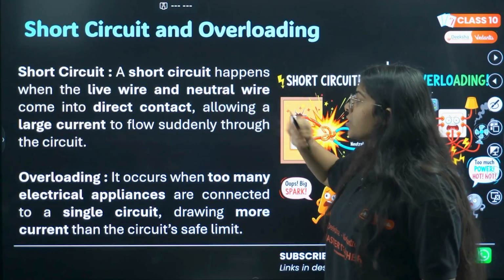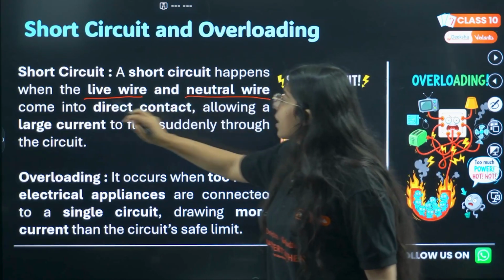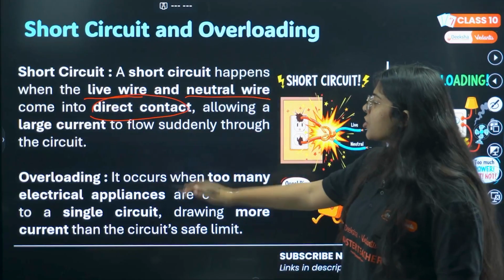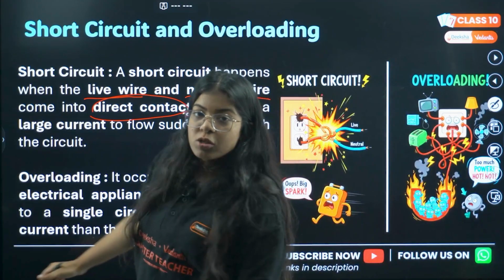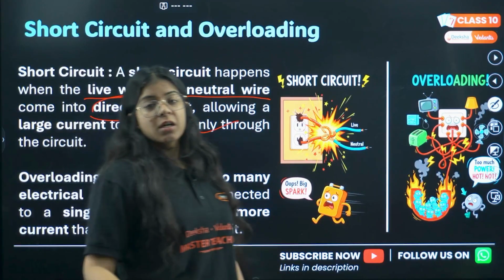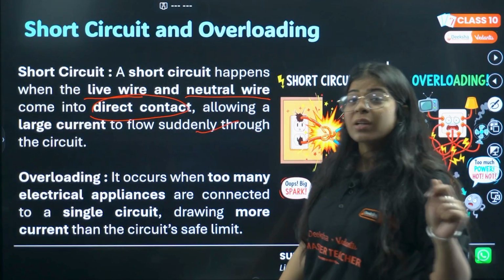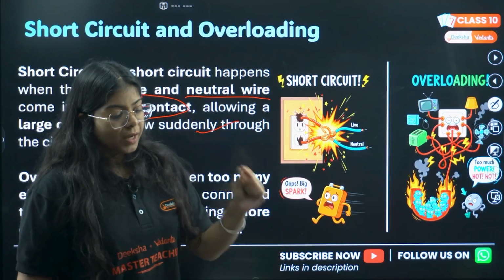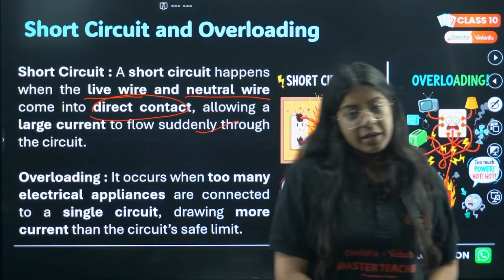So a short circuit happens when the live wire and the neutral wire come into direct contact, allowing a large current to flow suddenly through the circuit and hence causing heating, hence causing a spark, hence causing a fire. So make sure you never connect a live wire directly to a neutral wire, that is a red wire to a black wire. Never connect those wires directly, okay?